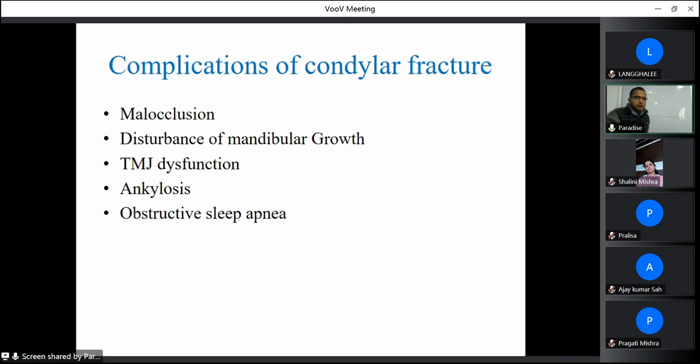Have you seen any case of TMJ ankylosis here or no? No.